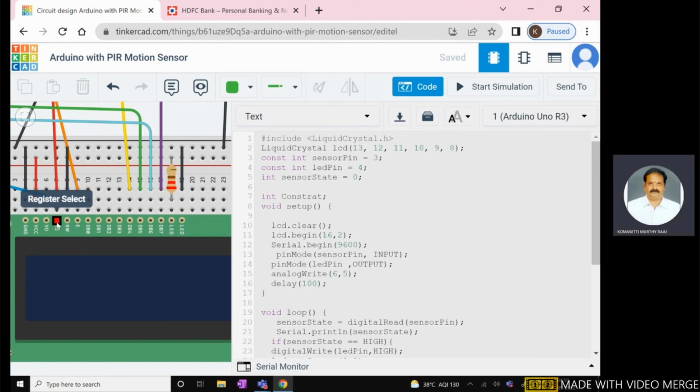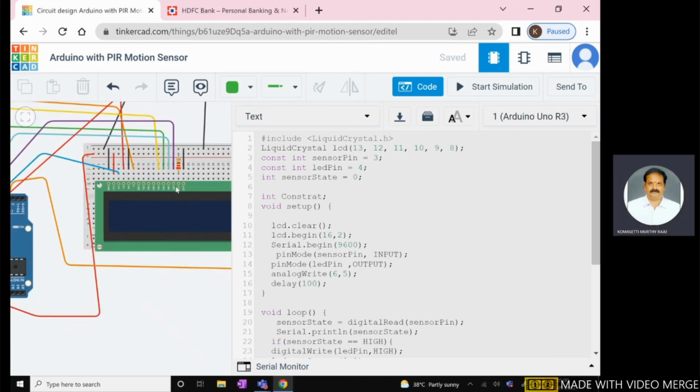Register select is connected to one of the pins of the Arduino. Read write is connected to ground. The enable pin is connected to one of the digital pins of the Arduino. DB0, DB1, DB2, DB3 are not connected. DB4, DB5, DB6 and DB7, the data pins of the LCD, are connected to digital pins of the Arduino. The LED anode is connected to 5 volts through a resistance. The LED cathode is connected directly to ground. This one is the LED cathode, this one is the LED anode. These are the connections.